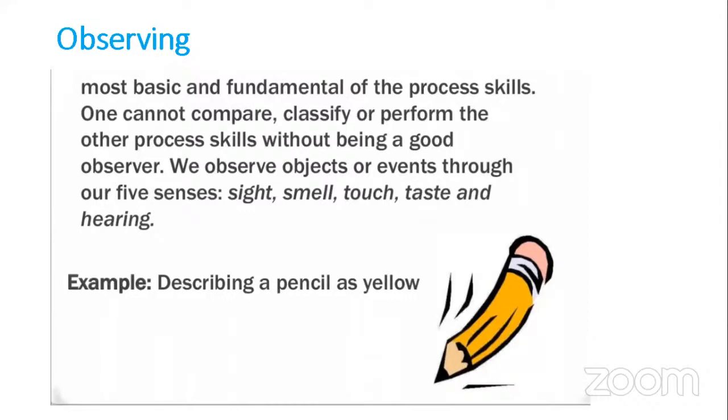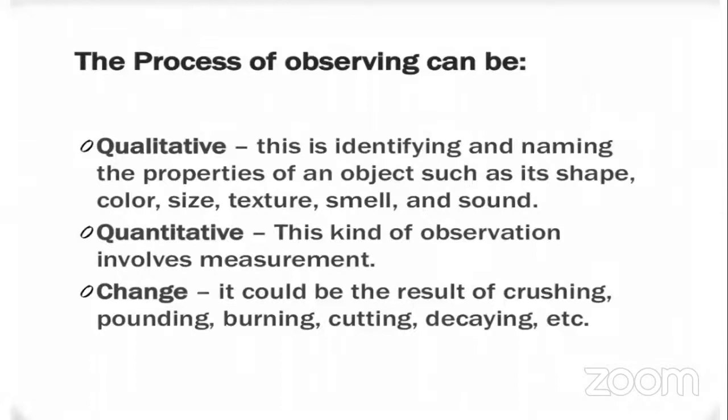So in order to pursue science, I'm sure that you should all have the best observance skill, so that you're able to observe it and replicate it in our career of science. And all these which we have been talking about are said to be the qualitative ones. This is identifying and naming the properties of an object, such as its shape. You should try to remember what its shape is, what its color is, what its size is, what its texture is, what type of smell or odor or aroma comes out from it, and what type of sound is present.